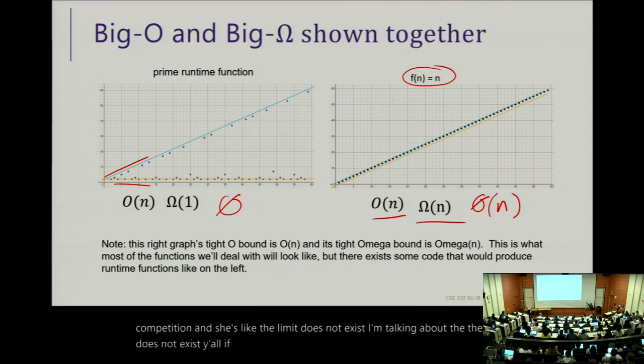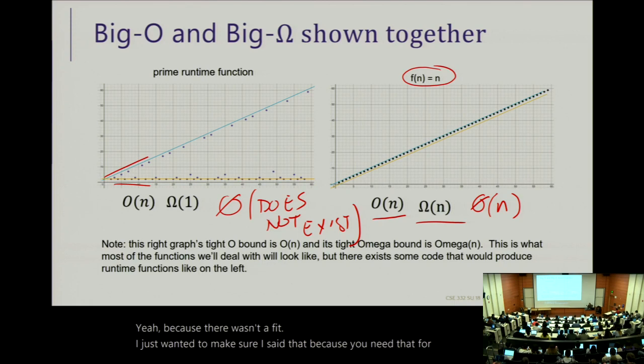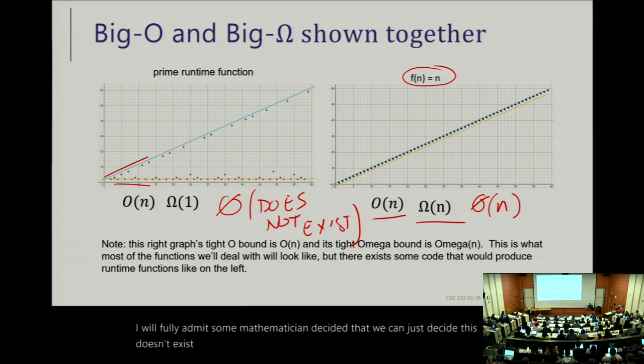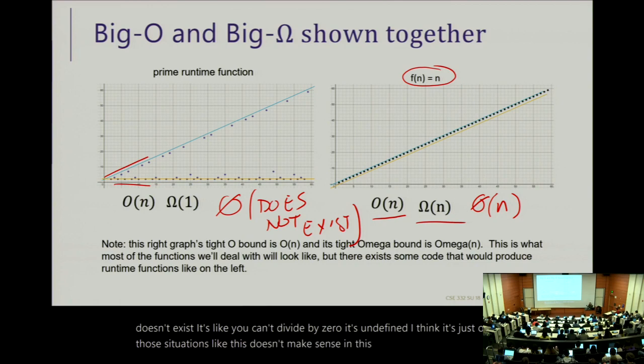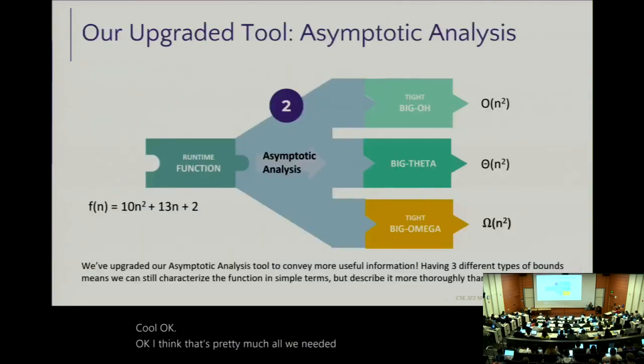If the simplified tight O and the simplified tight omega do not match, then the theta does not exist. Because there isn't a fit. I just wanted to make sure I said that because you need that for your exercises. Any questions about that? I will fully admit some mathematician decided that we can just decide this doesn't exist. It's like you can't divide by zero. It's undefined. It's just one of those situations where this doesn't make sense in this context. Just so you know, if the simplified tight big O and the simplified tight big omega don't match, theta doesn't exist. Cool. Okay.